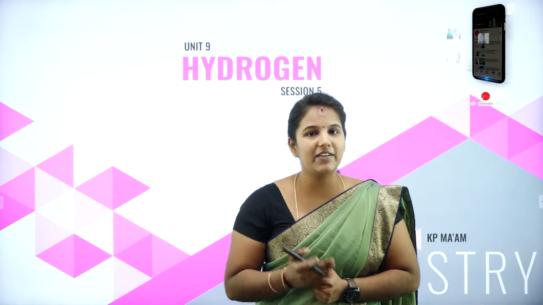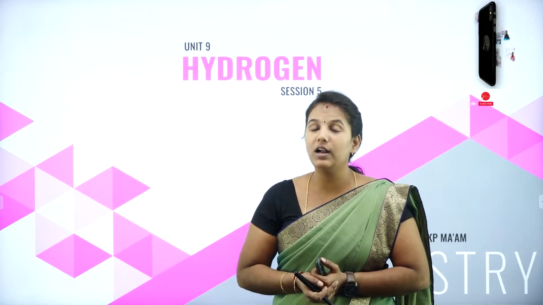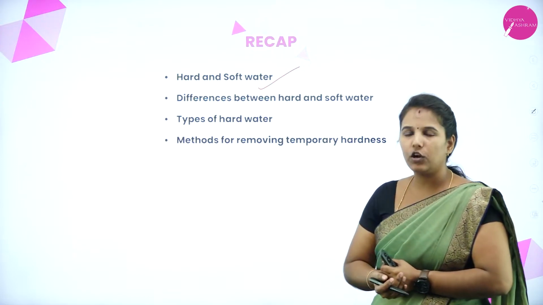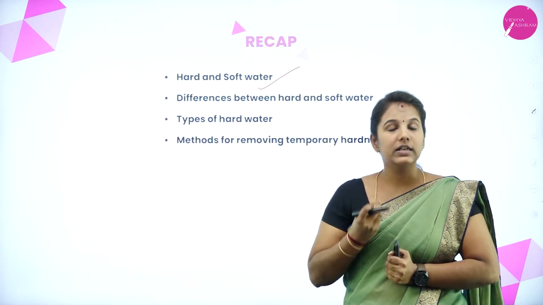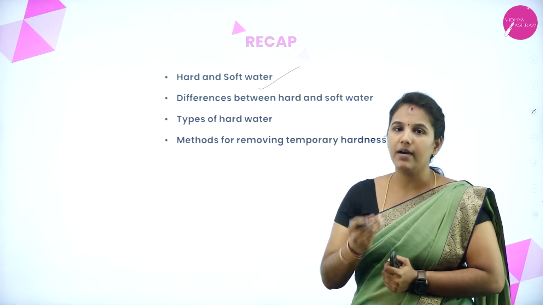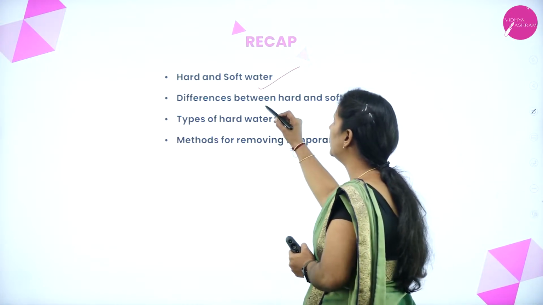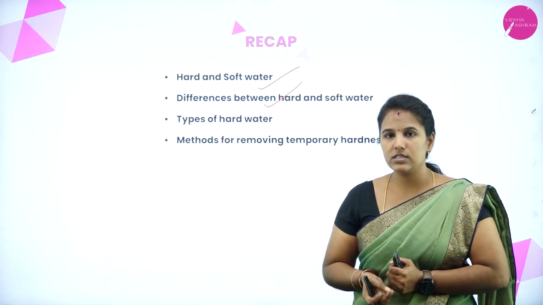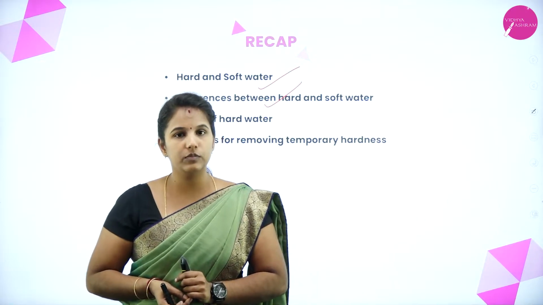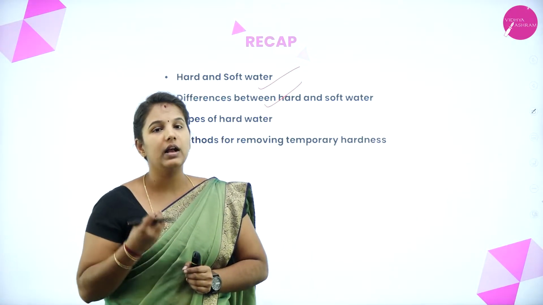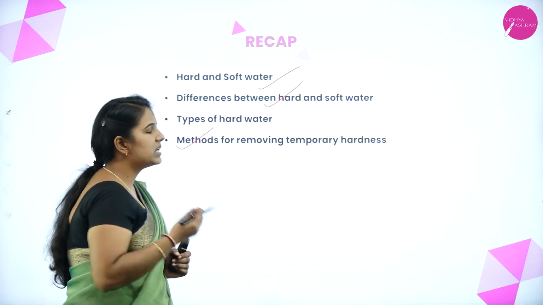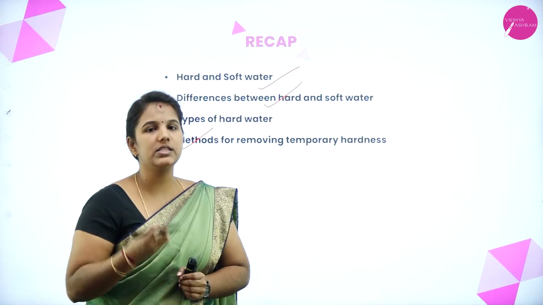My dear students, in our last discussion, we were dealing with the unit called hydrogen. Under that, we have discussed the hard and soft water, and we have learned how water becomes very hard due to the presence of calcium and magnesium ions. We also learned about the differences between hard and soft water, and the types of hard water, those are temporary hard water and permanent hard water. Is it right? And also we have learned about the methods for removing the hardness of the water.